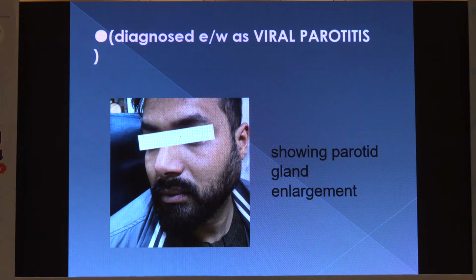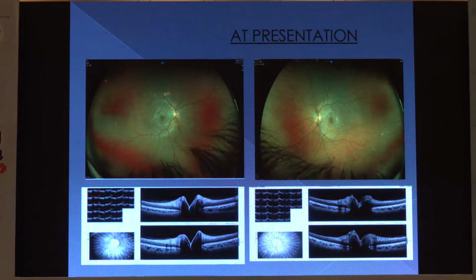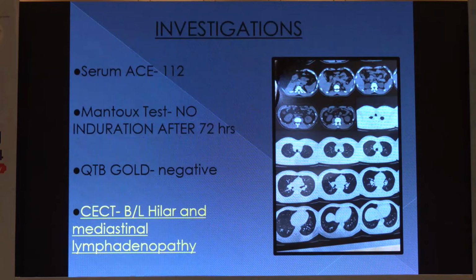Diagnosed elsewhere as viral parotitis, showing clearly the parotid gland enlargement. At presentation, the patient has disc edema and candle wax drippings in both eyes, as clearly indicated in the Optos and the OCT image. Investigations were done. Serum ACE was at a higher level, Mantoux showed no induration even after 72 hours. QuantiFERON TB Gold test negative.